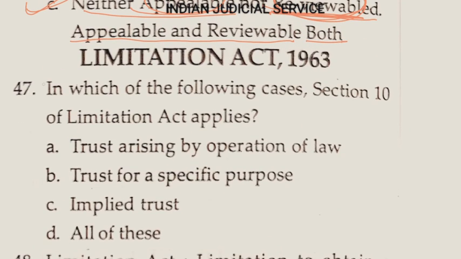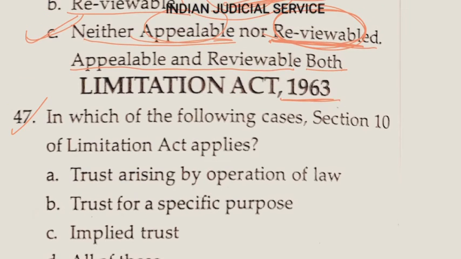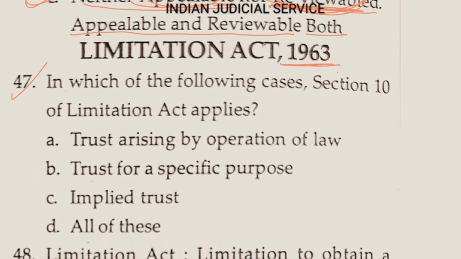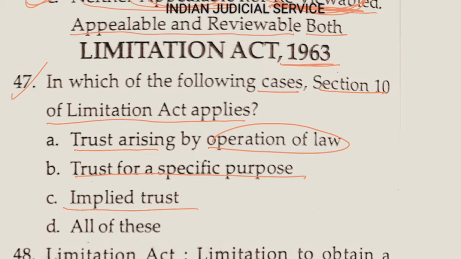Now question number 47, Limitation Act 1963. So in which of the following cases does section 10 of Limitation Act apply? Option A, the trust arising by operation of law. Option B, trust for a specific purpose. Option C, implied trust. Option D, all of these. So answer is here option B, trust for a specific purpose.